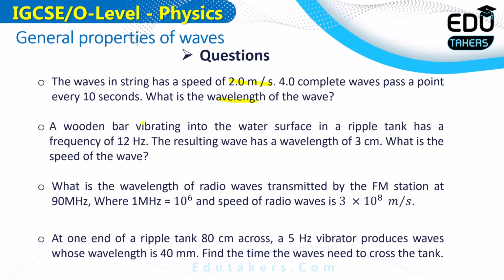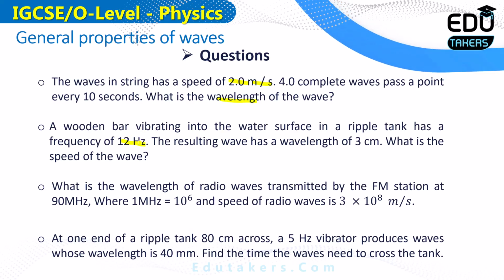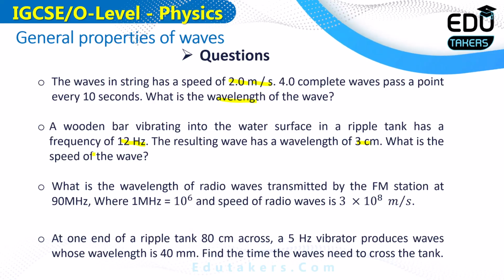Question number 2. A wooden bar vibrating on the water surface in a ripple tank has a frequency of 12 Hz. The resulting wave has a wavelength of 3 cm. What is the speed of the wave? So basically here the wavelength and the frequency are given. You need to find out the speed of the wave.